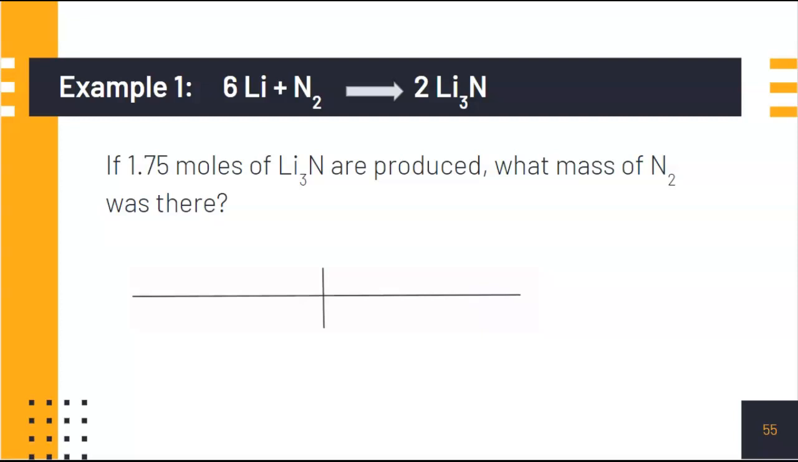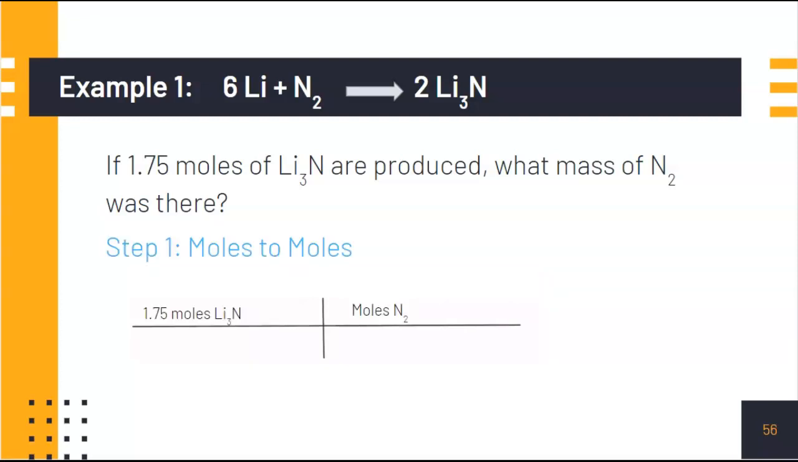Okay, so notice again, we're not just going moles to moles, so this is not a one-step problem. We're doing moles to mass, okay? So as it turns out, this is going to be a two-step problem, just like moles to volume was a two-step problem. Okay, so here we go. We're going to start with step number 1, moles to moles. We're going to start with moles of what we got and go to moles of what we want to get. So here's the moles of what we got, and we want to get to nitrogen.